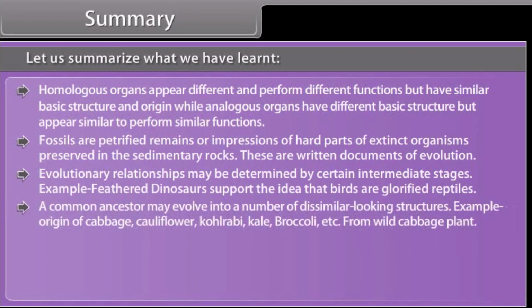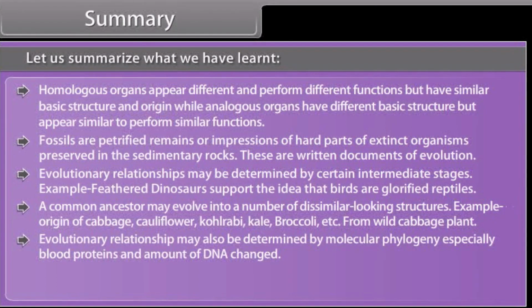A common ancestor may evolve into a number of dissimilar-looking structures. For example, the origin of cabbage, cauliflower, kohlrabi, kale, broccoli, etc. from the wild cabbage plant. Evolutionary relationship may also be determined by molecular phylogeny, especially blood proteins and the amount of DNA changed.